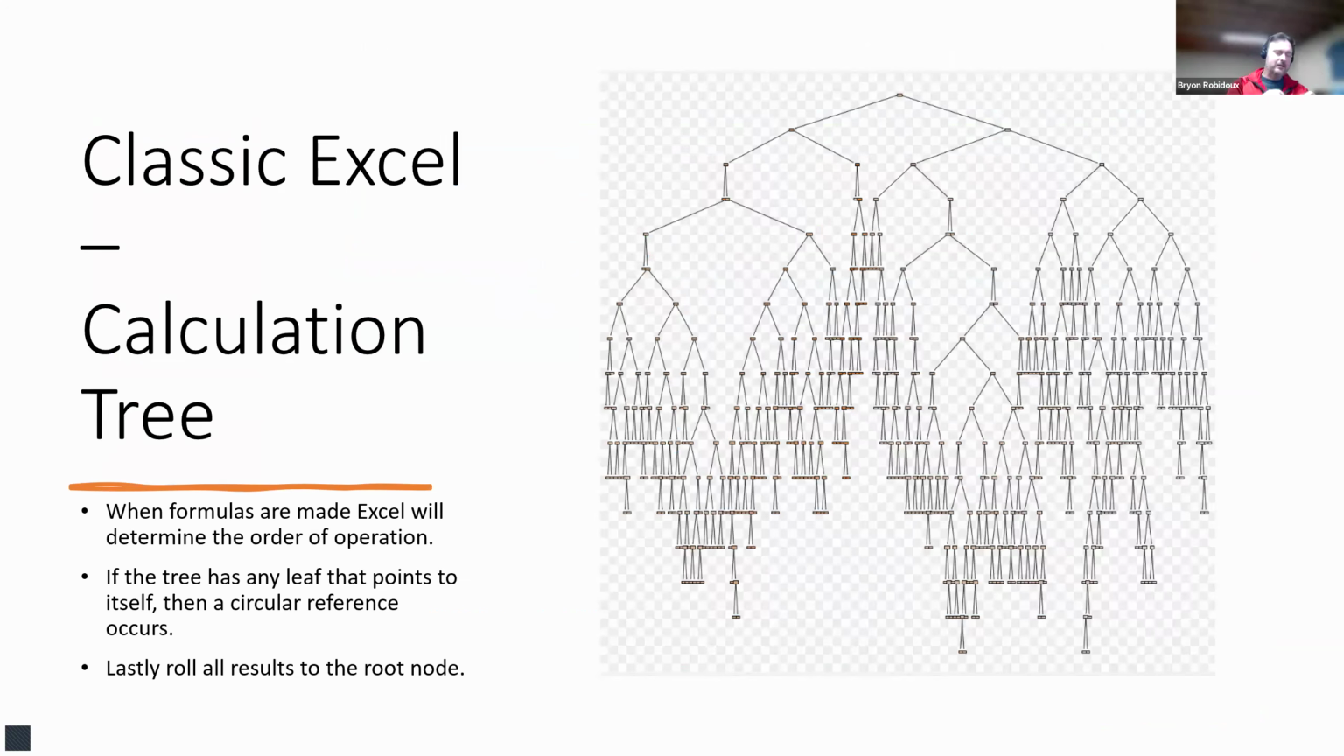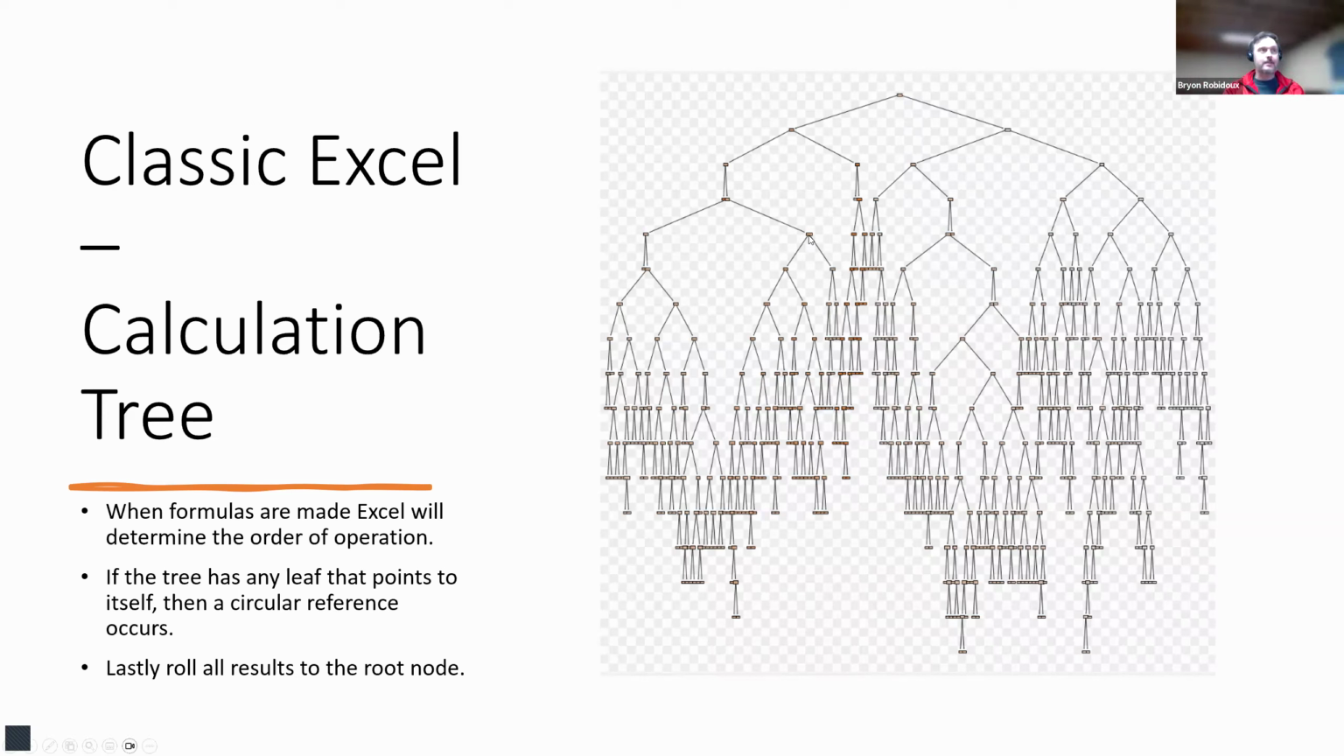So when Excel does its formulas, it takes all your formulas and, underneath the hood, creates this giant tree. Then it does a depth first search, and it walks up the tree until it gets to the value at the top, and that's the result that you have.